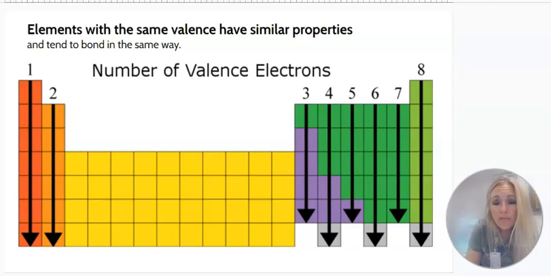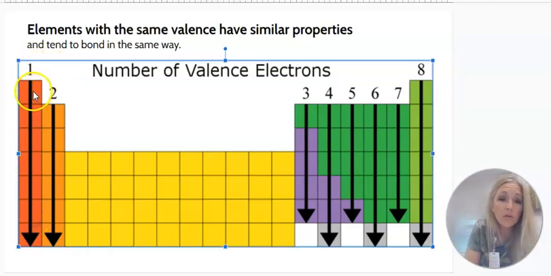So when we're looking at our families, the ones that we're mainly concerned with for this upcoming unit are groups 1, 2, and 13 through 18. Their group numbers actually tend to be quite convenient because here the group number 1, if it's in group number 1, it has 1 valence electron. In group number 2, it has 2 valence electrons.